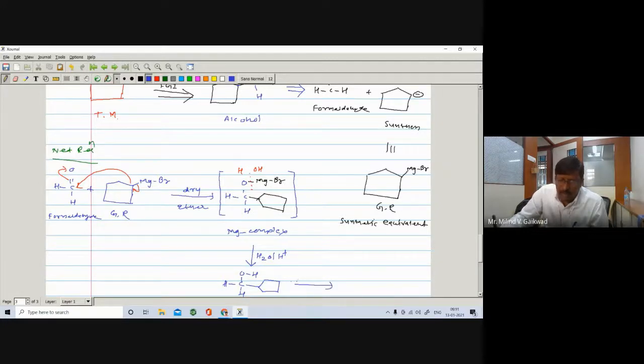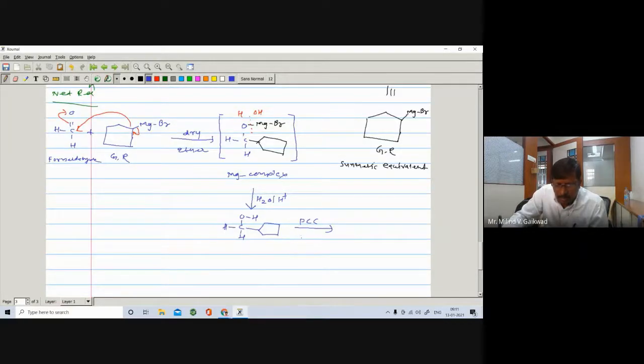So simply, you carry out oxidation, K2Cr2O7 and H2SO4, or we can also use PCC. PCC is pyridinium chlorochromate. It is a mixture of pyridine, here is a pyridine, pi bond and pi bond, plus CrO3 plus HCl. So it is one of the selective reagents which converts the alcohol into the corresponding aldehyde.